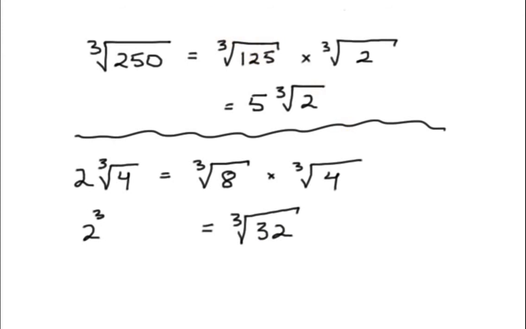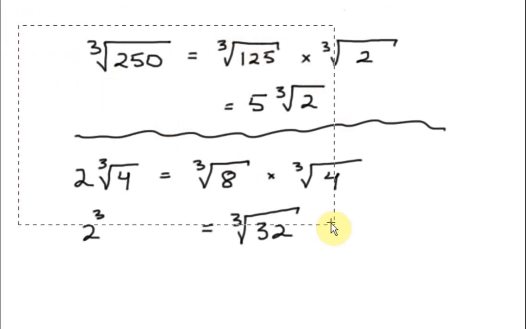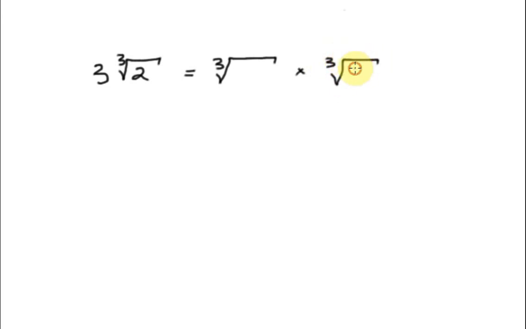Alright, let's do maybe one more example, and then I think that's probably good enough. Okay, let's say you had something like this. 3, whoops. Let's say we had 3 times the cube root of 2. Okay, so we're going to change it from a mixed radical form to an entire radical. So, the cube root of something times the cube root of 2.